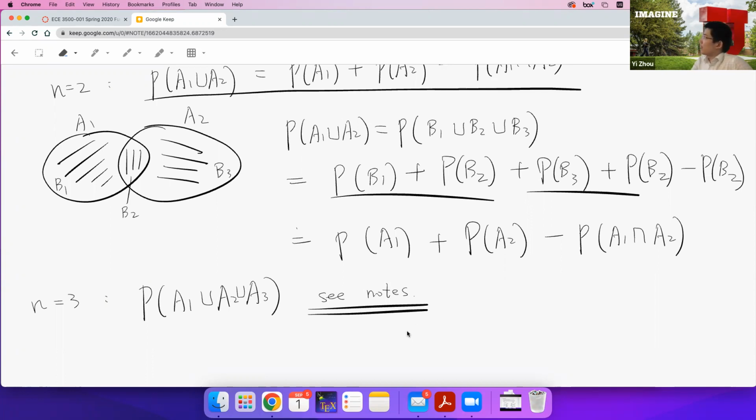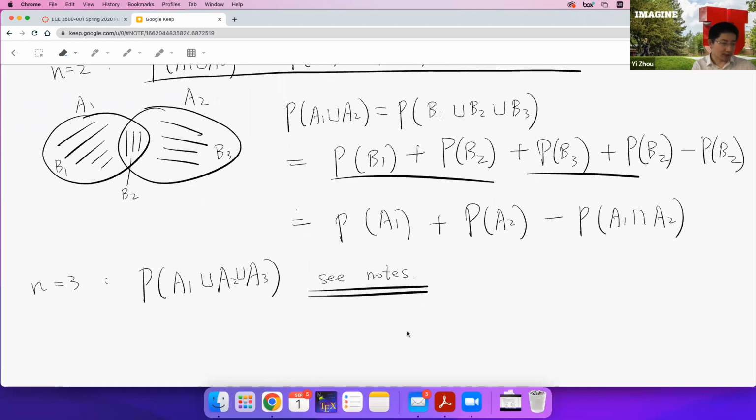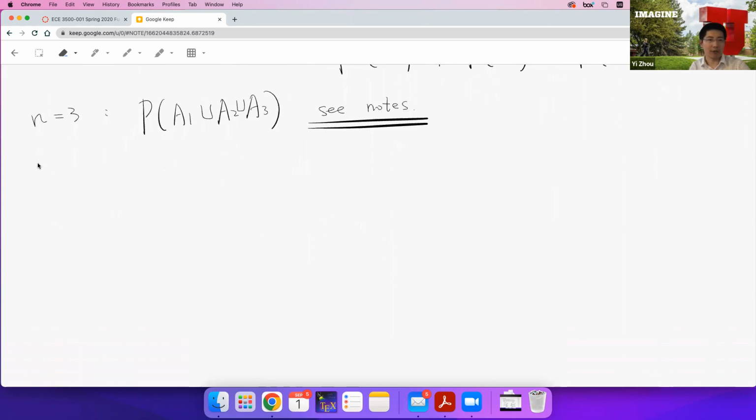So to summarize, the only way we handle these union events is to think of a strategy to decompose them into a bunch of mutually exclusive events, and then you can apply the probability axioms to justify your proof.